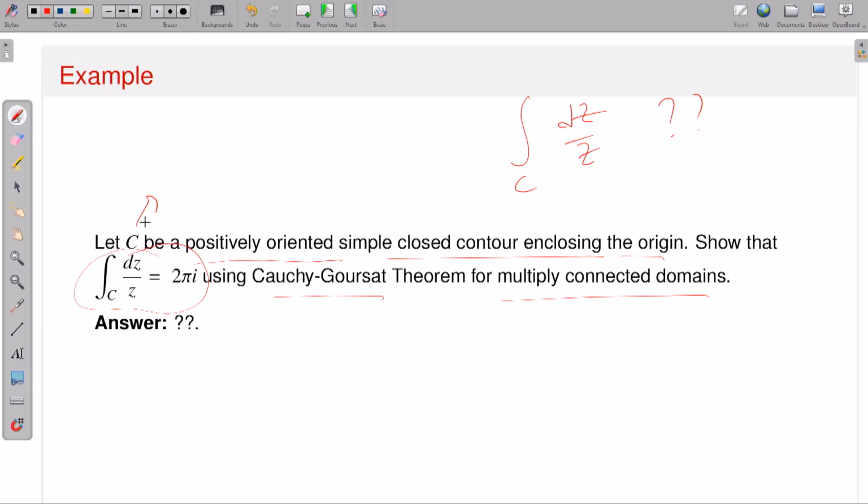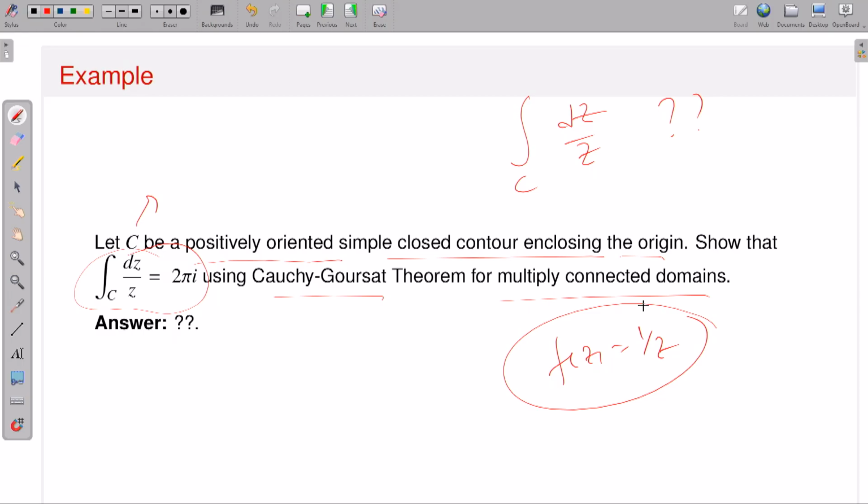Suppose you have no idea about the parameterizations of that. If you know the parameterization, then you can use the definition of contour integration. But you do not know the parameterizations, because what kind of contour? It's just a simple positively oriented closed contour, that's it. Now look, what is your integrand? f(z) is equal to 1 by z.